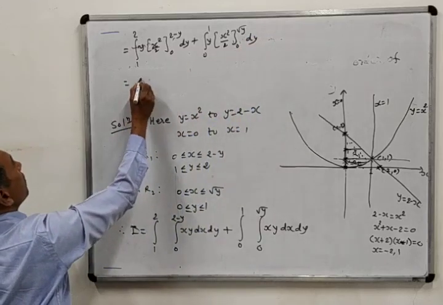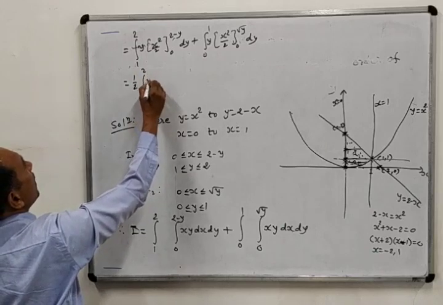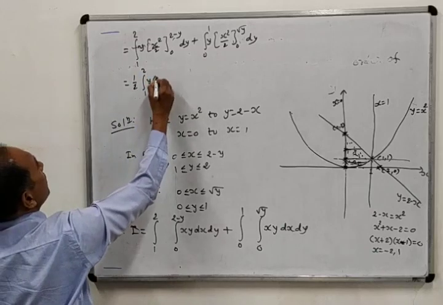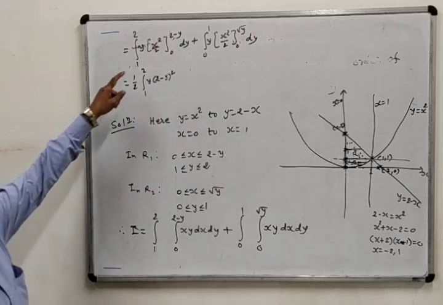Okay. So this equal to, this 1/2 I will take outside. 1 to 2, y times 2 minus y whole square, because we put x equal to 2 minus y here, and then x equal to 0.